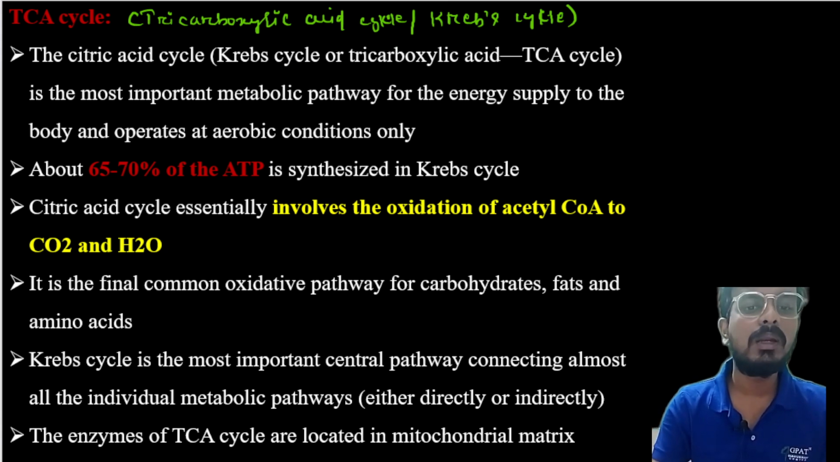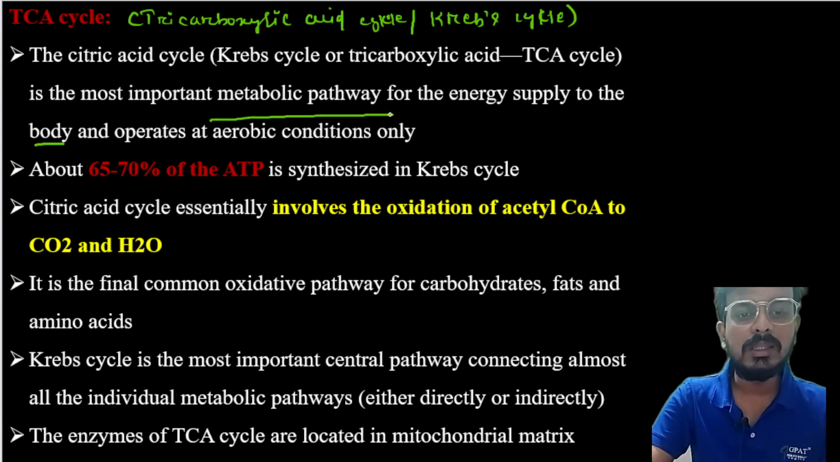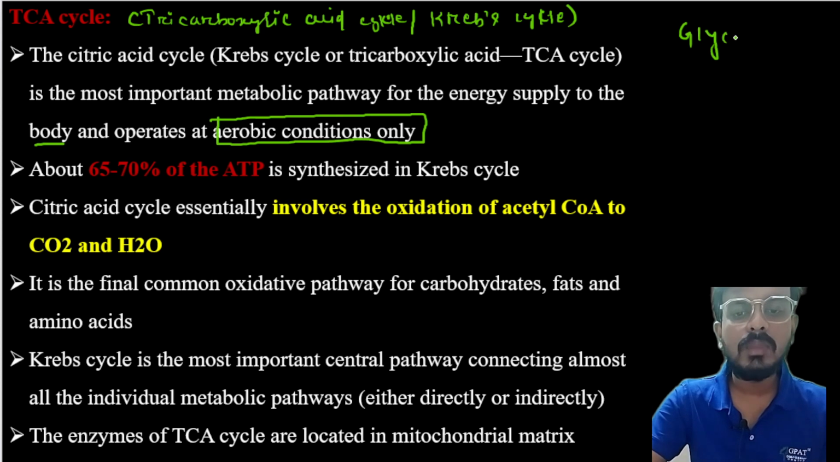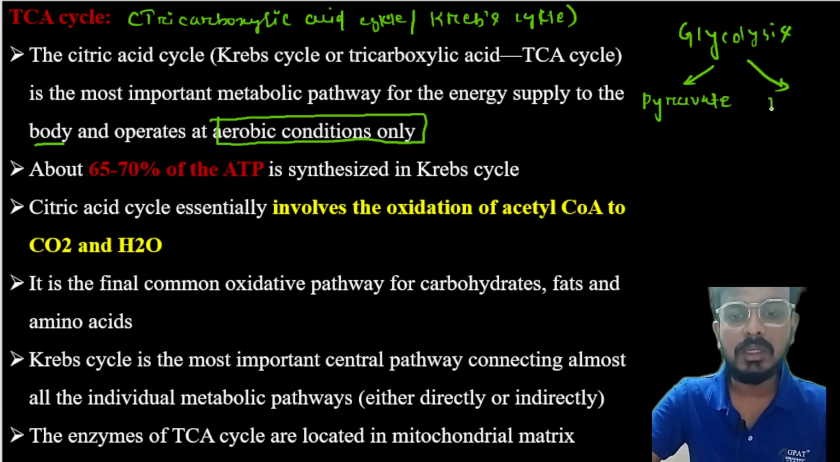It is the most important metabolic pathway for the energy supply to the body and operates in aerobic condition only. This is very important to remember. As we told you, glycolysis is carried out in both aerobic and anaerobic conditions. In aerobic condition we get pyruvate, whereas in anaerobic condition we get lactate. In aerobic condition, the net ATP we gain is 8, while in the case of lactate, we get 2 ATP.